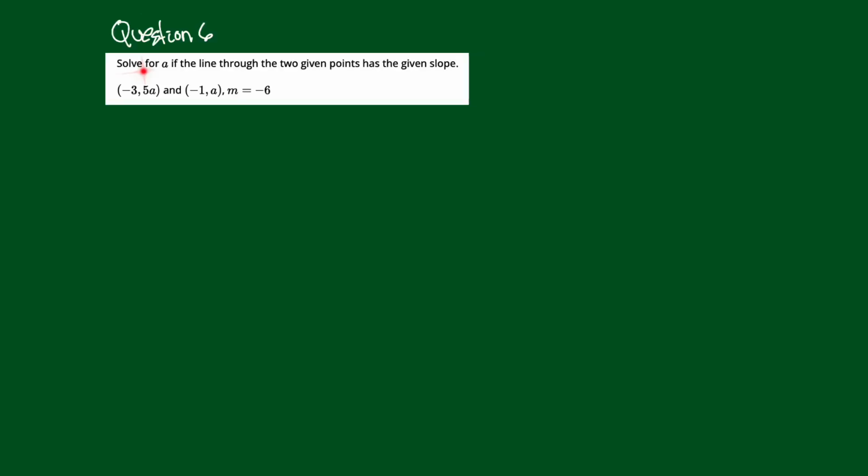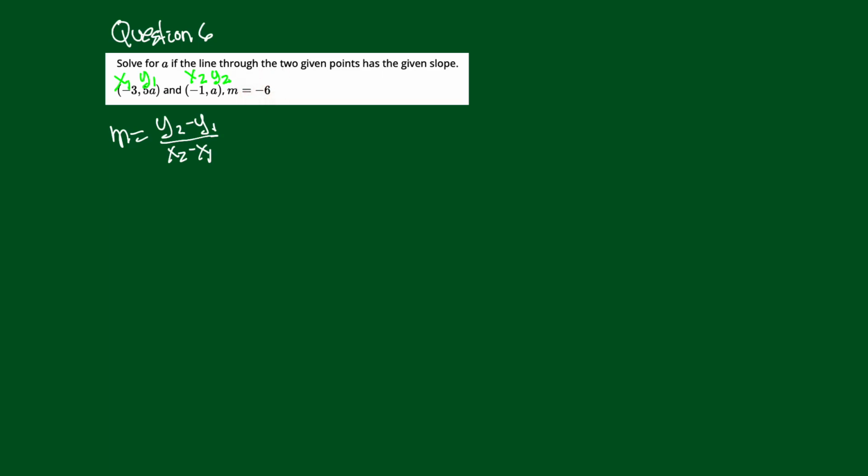Question 6 asks us to solve for a if the line through these 2 points has that slope. So I'm trying to solve for a. Here's a. And I'm given that if I pass the line through these 2 points, its slope will be negative 6. So I'm going to start here with the slope formula: m is equal to second y minus first y over second x minus first x. And I'm going to label these. As I look left to right, this is the first x I see, that's the first y I see. This is the second x I see, that's the second y I see. The slope is given to be negative 6.